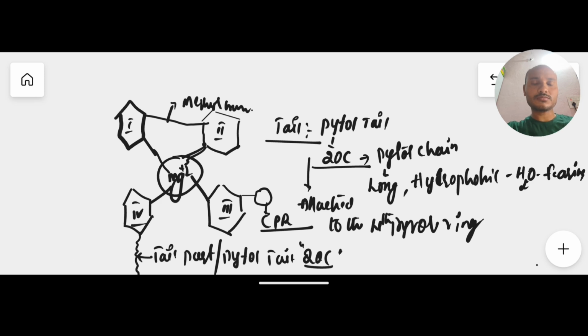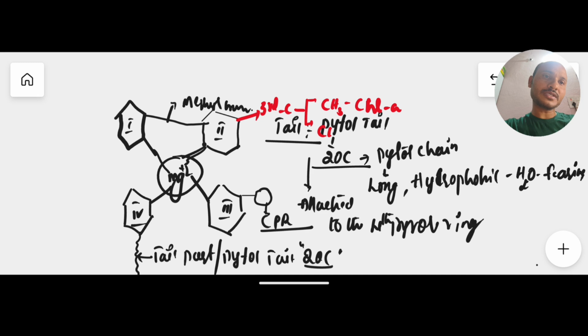So which is attached to the fourth pyrrole ring. Now here, an important note: in the second pyrrole ring, the third carbon is having a functional group, methyl group CH3, then it is chlorophyll A.